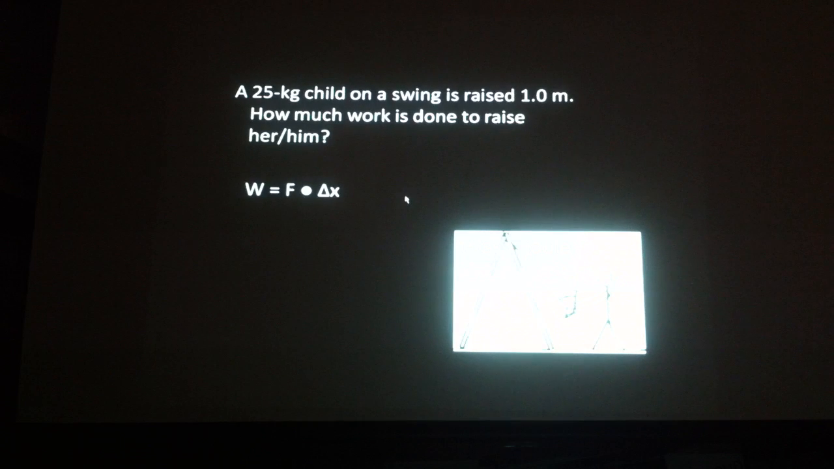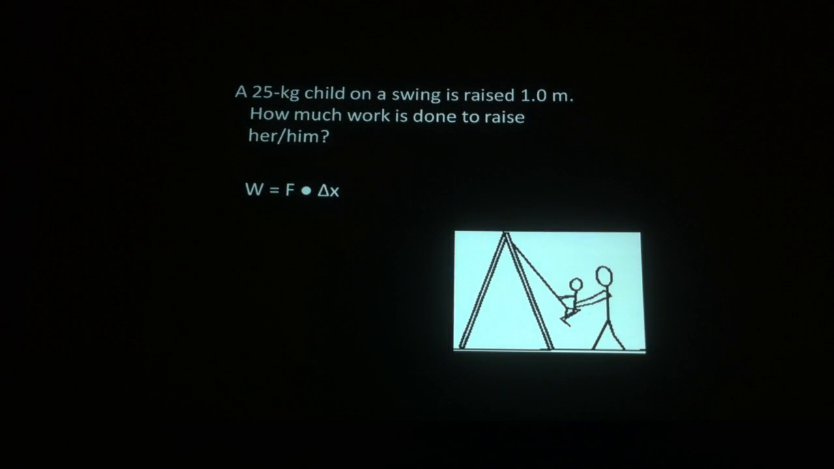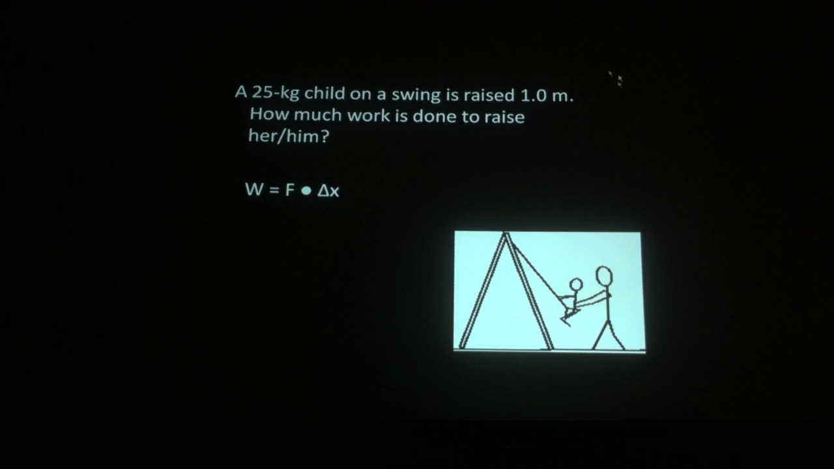So let's go ahead and look at this example here of a child on a swing again. What I've done is focused a little bit more so you can see the diagram. So we have a 25 kilogram child on a swing, and the child is raised from the ground to a height of about 1 meter. So here you can see the child raised to a height of 1 meter.